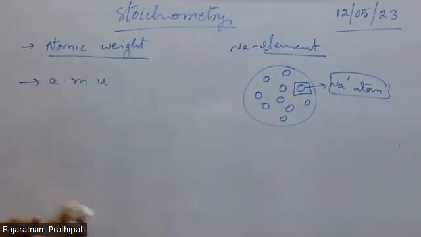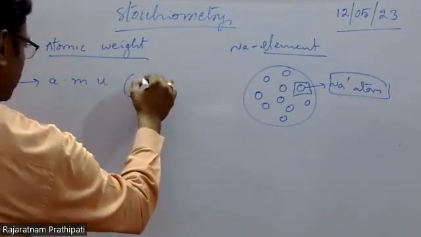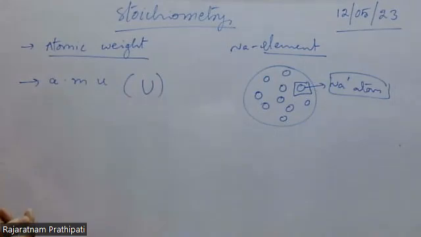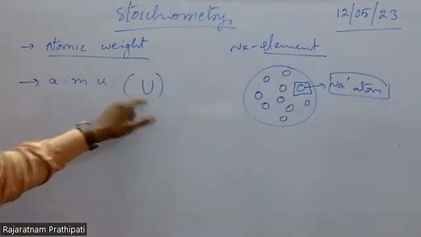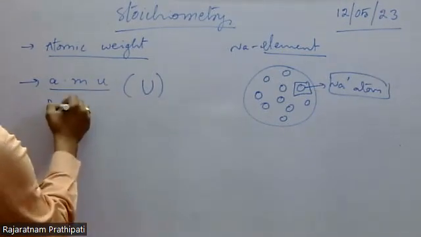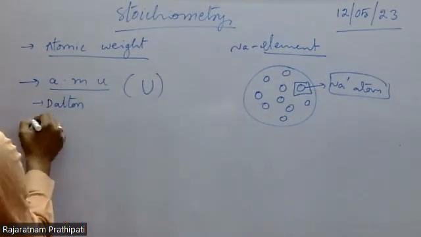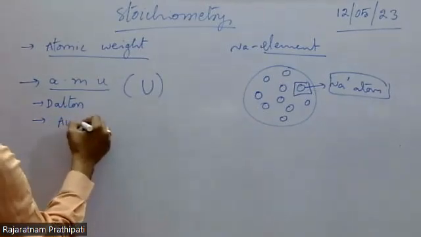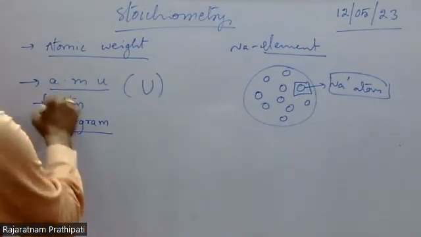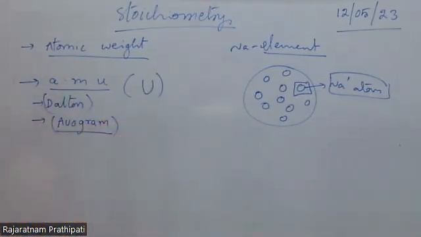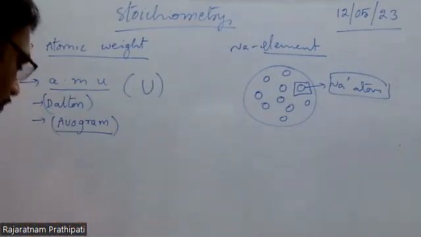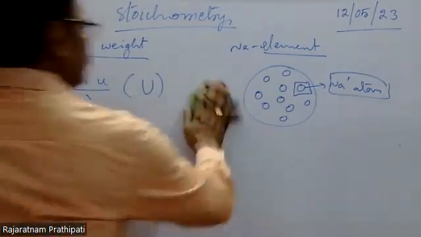Atomic mass unit. Here, this is also represented as U, unified mass. Atomic mass unit or unified mass. This is also known as Dalton, also known as Avogram. AMU is also known as Dalton or Avogram. Okay, what is AMU? Which weight is taken as AMU?